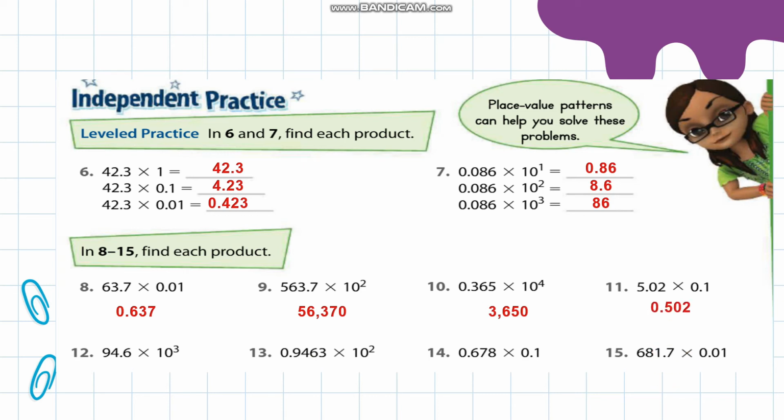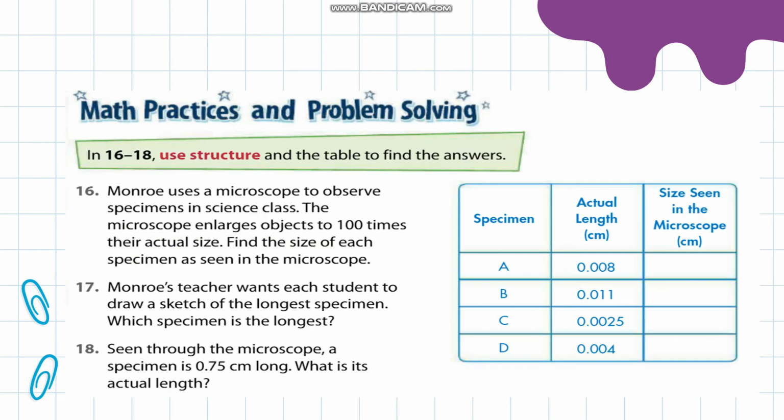3,650, 502,000, 94,600, 94 and 63 hundredths, 678,000, and 6 and 817 thousandths.